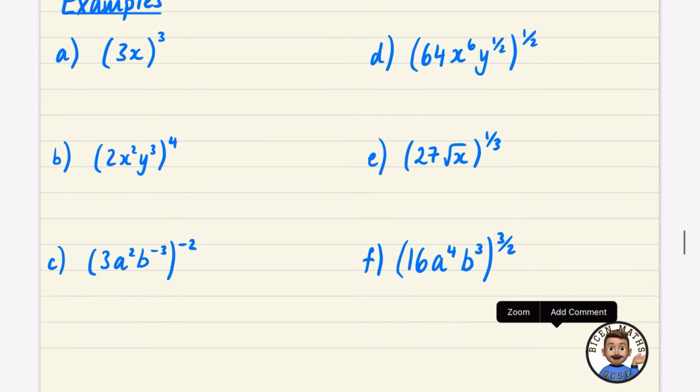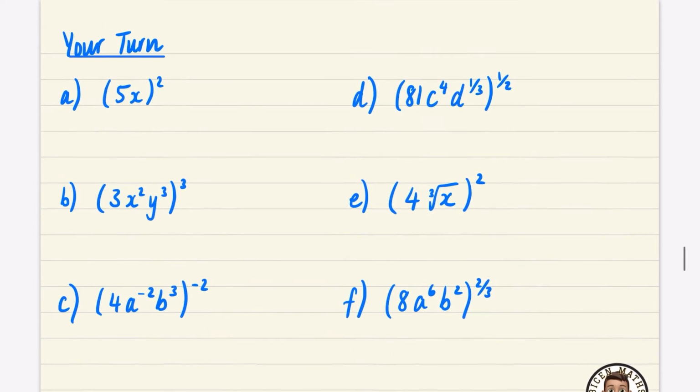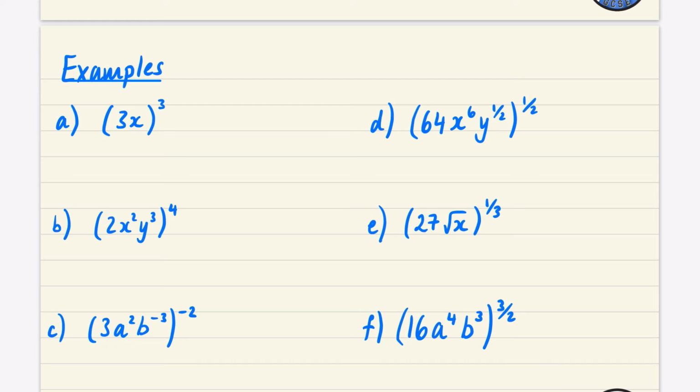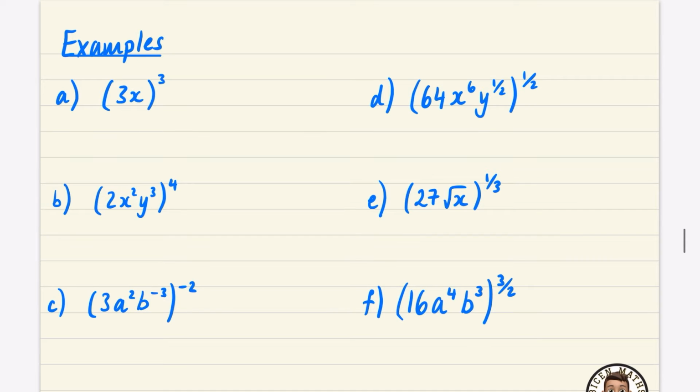Okay, so I'm going to do these 6 examples, and then you're going to try these 6 ones down here. So you'll find they're pretty similar to the beginning playlist of index laws. So I'm going to do both of these to the power of 3, so that's going to be a 3 to the power of 3 and the x to the power of 3, that is 27x cubed.